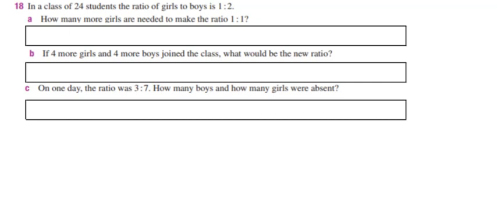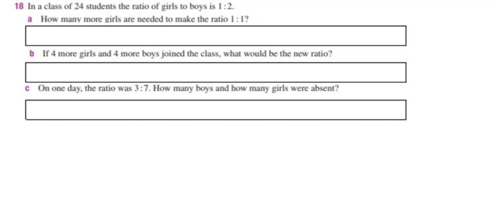This is lesson 3, dividing a quantity in a given ratio, and this is question 18. In a class of 24 students, the ratio of girls to boys is 1 to 2.